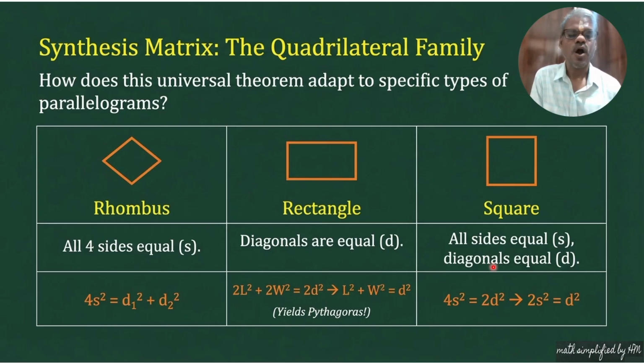Square. All sides are equal, diagonals are equal. So 4a square is equal to 2d square, which implies 2a square is equal to d square. Thus, we have proved the parallelogram law and how it transforms for specific types of parallelograms.